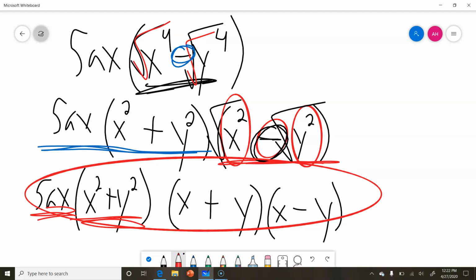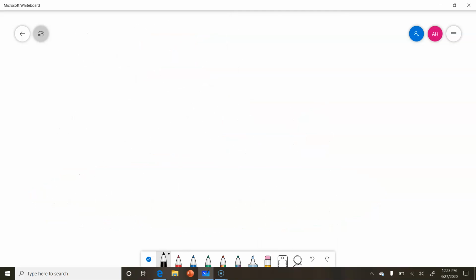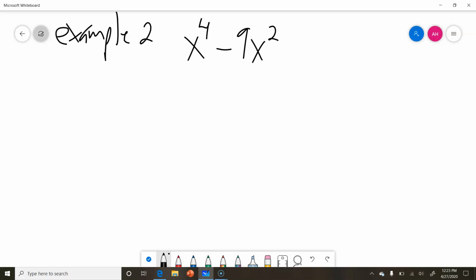So, basically, these problems just take a long time and continuous factoring. Okay, so let's do another one, for example. This is kind of a different one now, so if you're following along in the book, this is example number 2. And this is x to the fourth minus 9x squared plus 8.